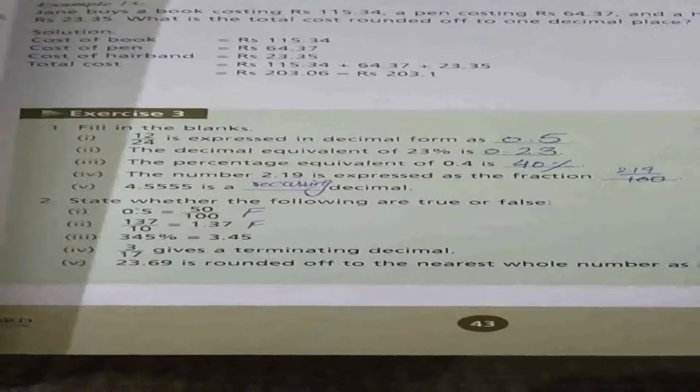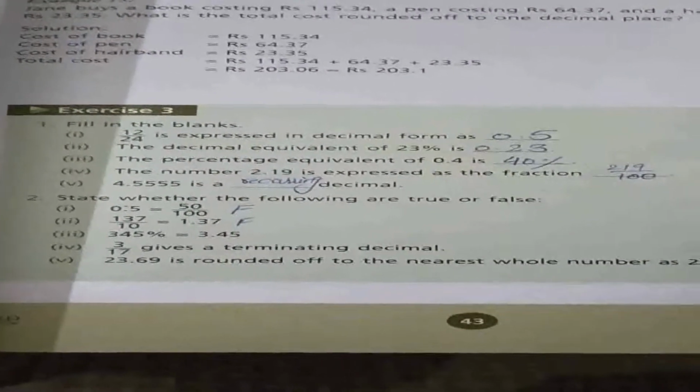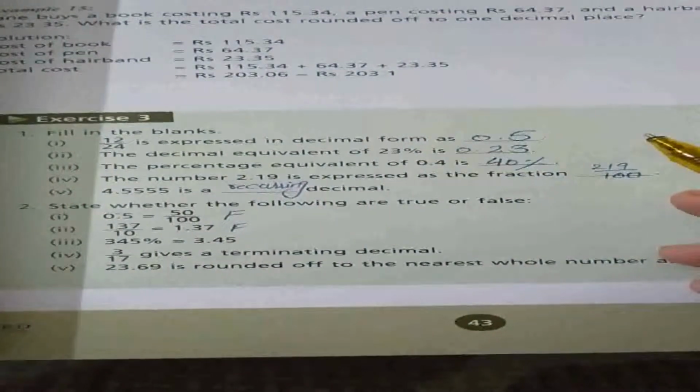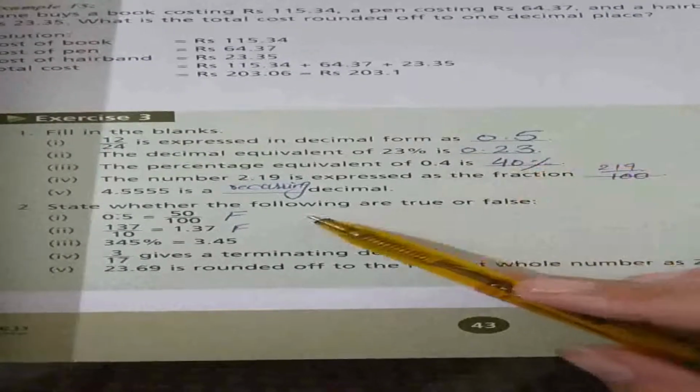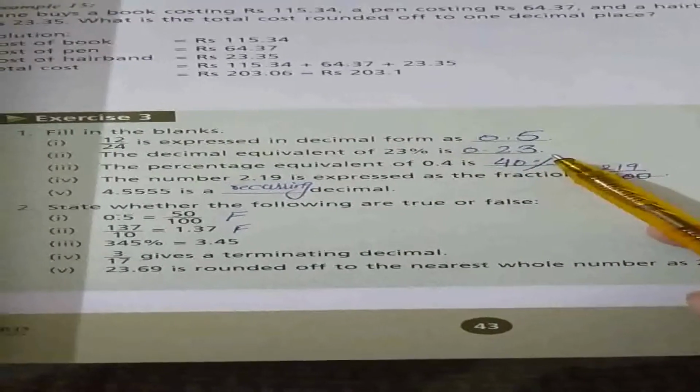So see the third true and false. 345% is equal to 3.45. The same method which I have discussed in filling in the blank number 2 will apply here. Check it by using that method.